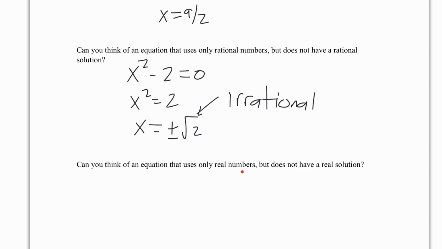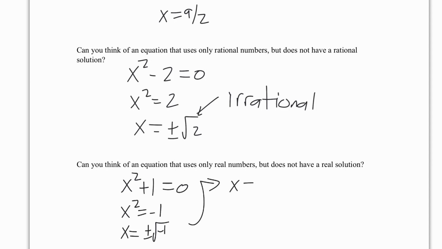Now, can you think of an equation that uses only real numbers but does not have a real solution? Well, this one, again, I'll use the classic. X squared plus 1 equals 0. Notice I'm only using real numbers, but when I go to solve this equation, I get x equal to plus or minus the square root of negative 1, or x is equal to plus or minus i. And hopefully this demonstrates to you that just because you're using real numbers doesn't mean you're going to get a real number as your solution.